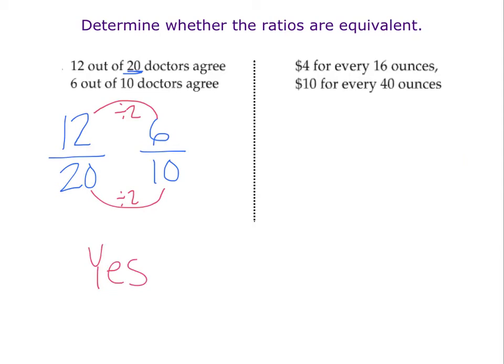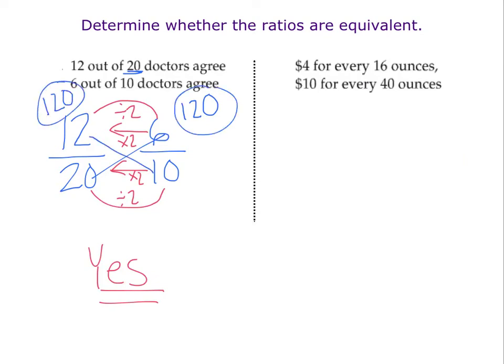I can also look this way and say, oh, that's multiplied by 2. If I look this way and multiply by 2 and that also works, then the answer is yes. But there's one more way of doing this. You can multiply on the diagonals and say, okay, 20 times 6 is 120. And 10 times 12 is 120. And when these two numbers are the same, that means that yes, they are equivalent.